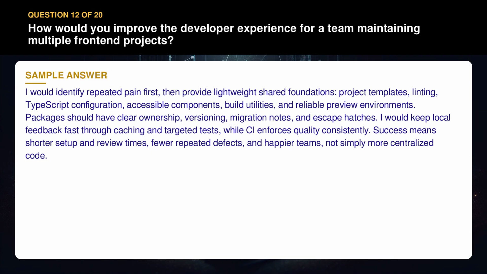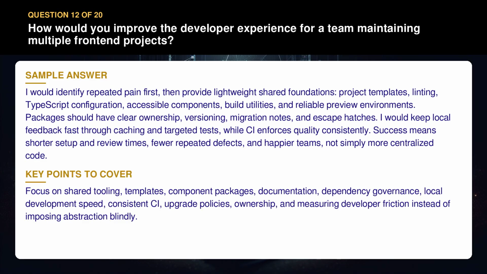I would keep local feedback fast through caching and targeted tests, while CI enforces quality consistently. Success means shorter setup and review times, fewer repeated defects, and happier teams, not simply more centralized code. Focus on shared tooling, templates, component packages, documentation, dependency governance, local development speed, consistent CI, upgrade policies, ownership, and measuring developer friction instead of imposing abstraction blindly.